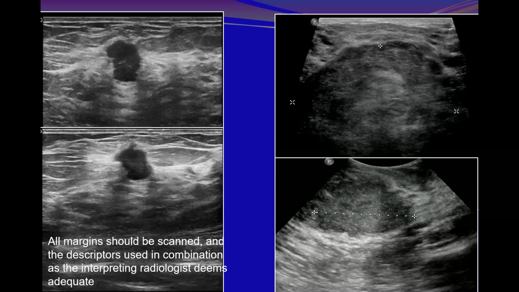As we have mentioned, we have to go throughout the margins. Here we can see the microlobulation. When we sweep, we can also see this area of angulations.